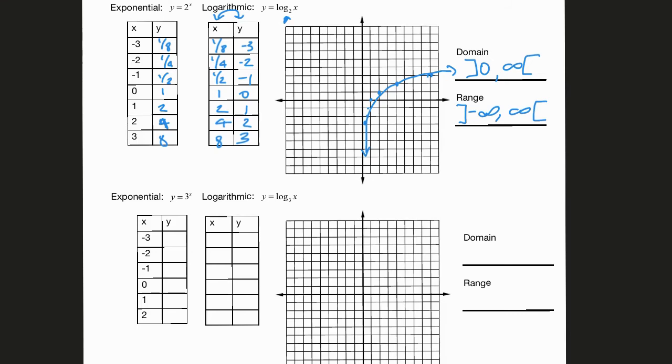All right, so then exponential down below for a base of 3 looks like this. And if you switch the columns to get the logarithmic graph, it looks like this. And when you graph it, it looks like this. And just as before, the domain is what used to be the range. And the range is what used to be the domain.